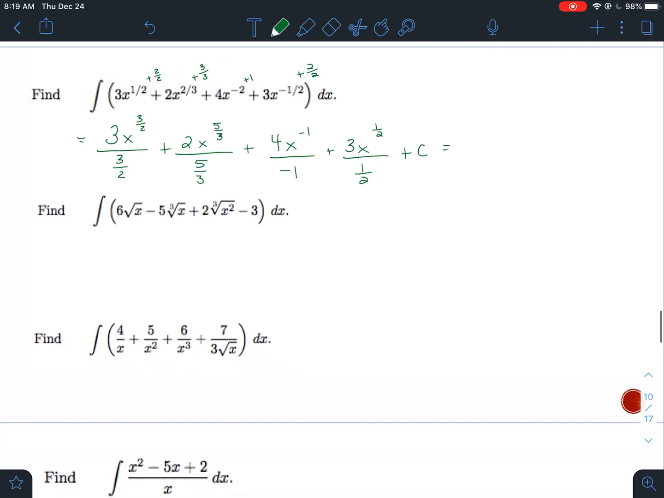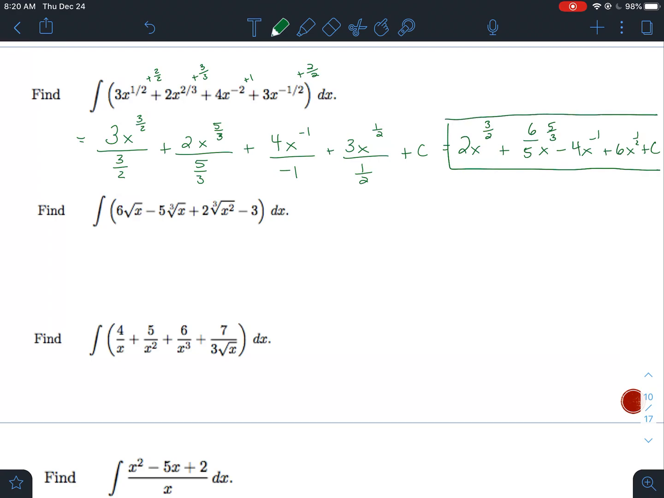All right, I'm going to simplify that. I'm going to multiply each by the reciprocal of those denominators. So this would become 2x to the 3/2. So when I multiply 3 by 2/3, I get 2. And then plus 6/5 x to the 5/3. And then minus 4x to the negative 1. I'm going to leave it there. And then plus 6x to the 1/2. And then plus c. And that would be the antiderivative, or the integral, of that function.